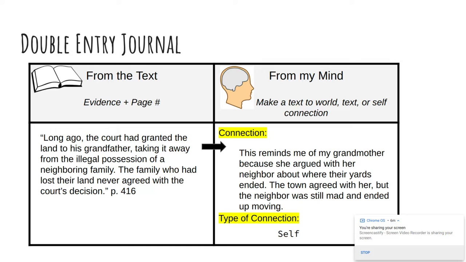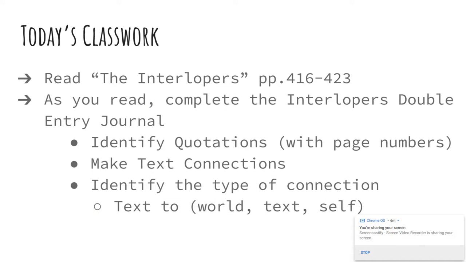You're going to be doing the same thing as you read. So here's the classwork. You're continuing to read the entire story, page 416 to 423. As you read, you're going to complete this double entry journal. Identifying quotations, include the page number, make a text connection, and then tell me what type of connection it is.